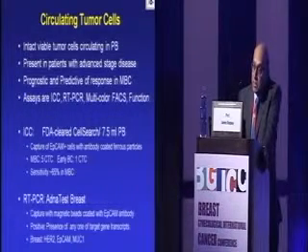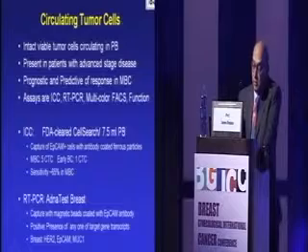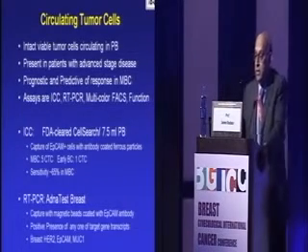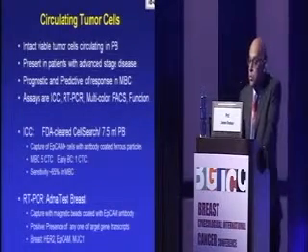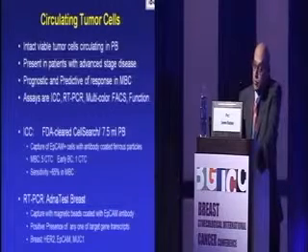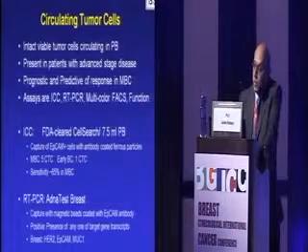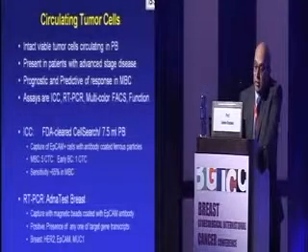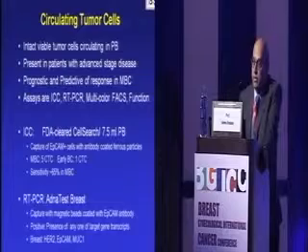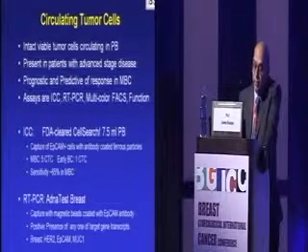But with all of these developments, there's only one test that has been approved by the FDA, and that is the CellSearch system, which captures epithelial cells from peripheral blood using antibodies to EpCAM, and then performs cytochemical staining of these cells for the presence of cytokeratin.